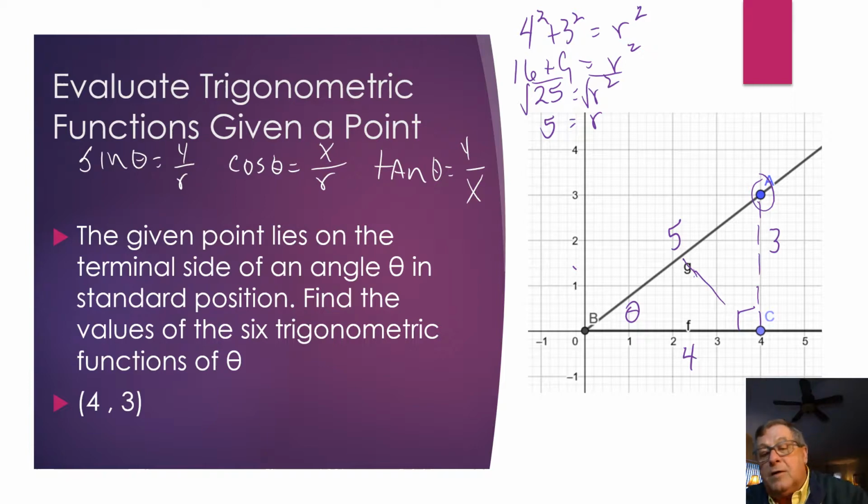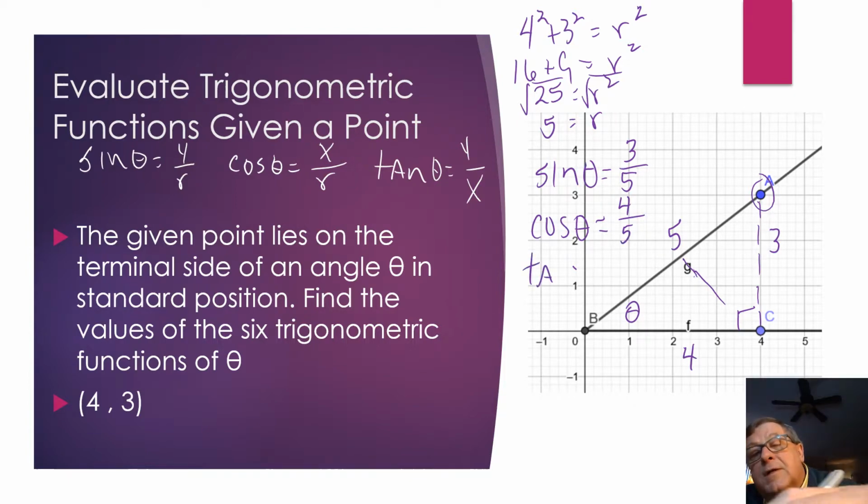Well, let's do our trig functions then. So our sine of theta is equal to, what's the y-coordinate? 3. And what did we determine the radius was? 5, or the hypotenuse. The cosine of theta is the adjacent side, which is along the x-coordinate, x value 4, over the hypotenuse 5, or the radius of 5. And what about the tangent? Well, the tangent is y over x. Well, that's 3 over 4.